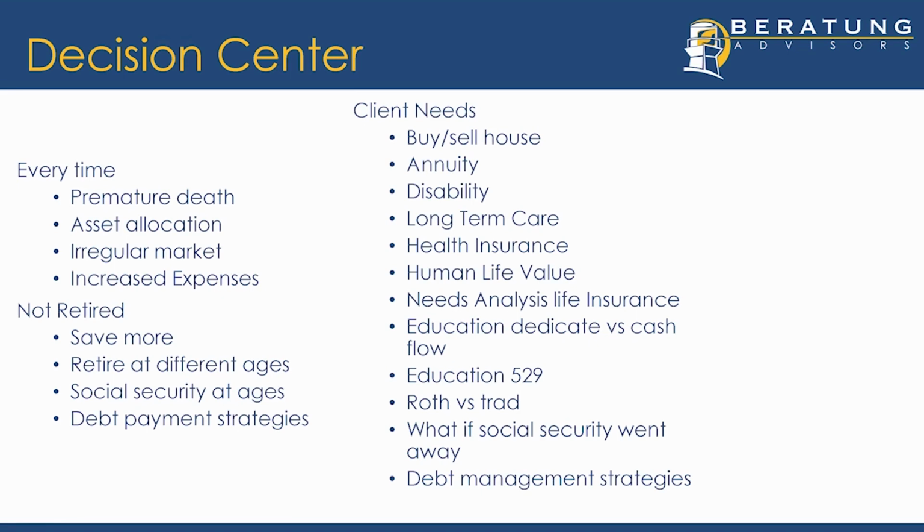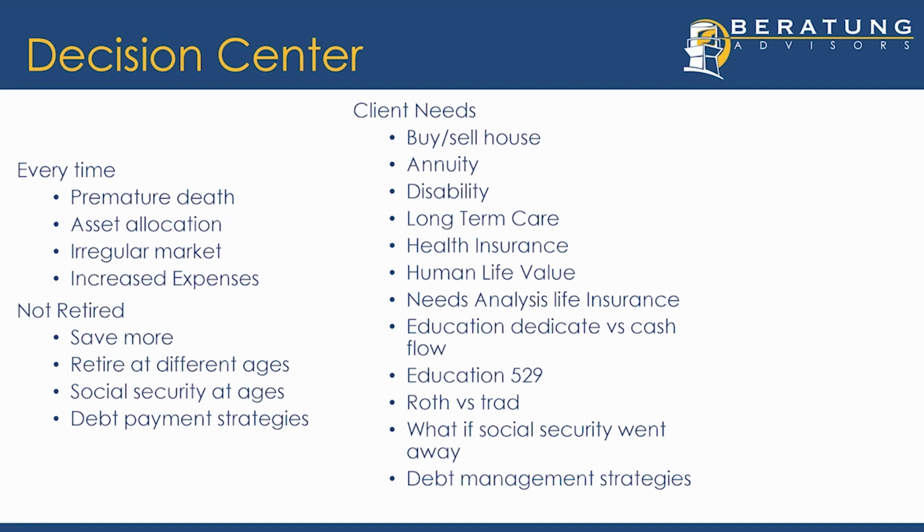Now, in addition to that, for our clients that aren't retired, we look at if they saved more towards one of their goals, they retired at different ages, they took Social Security at different ages, debt payment strategies, and then based upon clients' needs, typically if they're under the age of 50, we're going to show a disability. If they're above the age of 50, we're going to show long-term care.